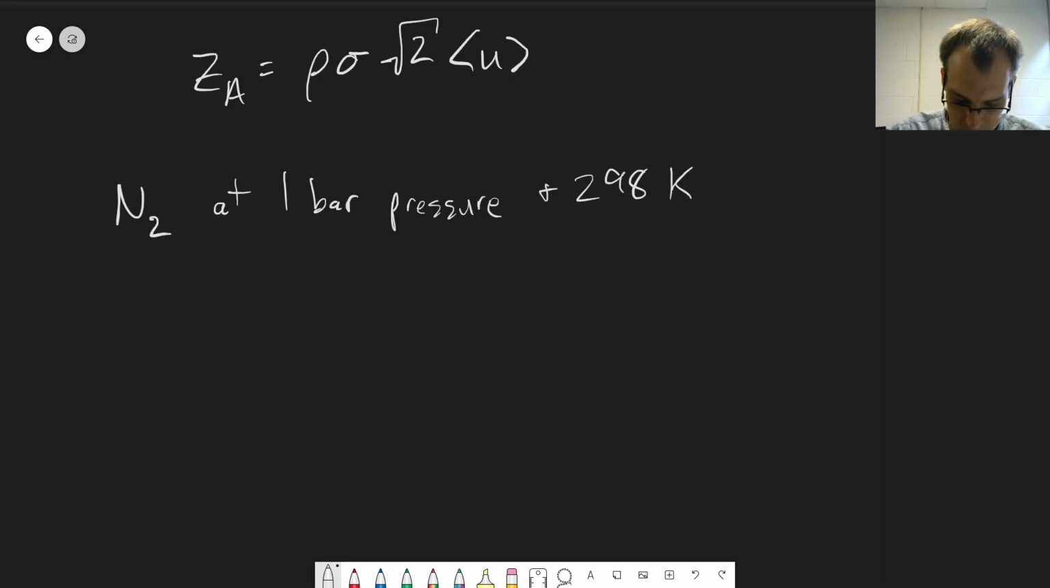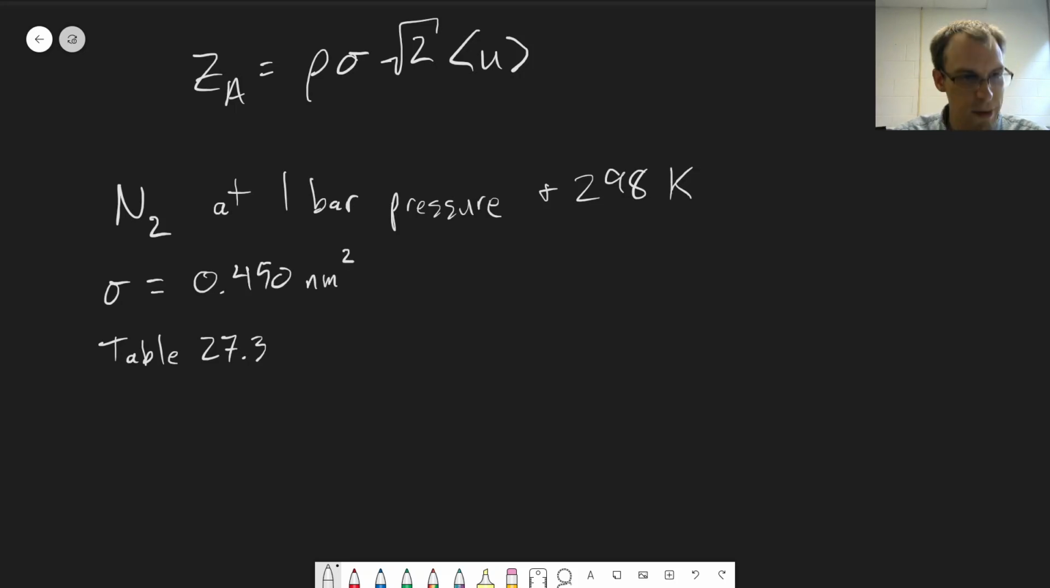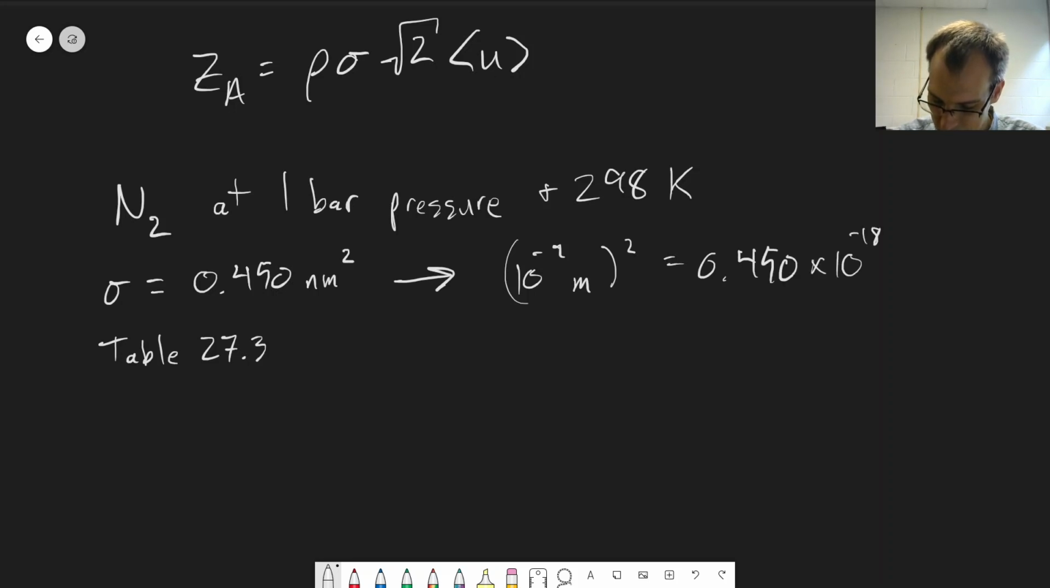So the first thing we're going to need, of course, is sigma. And again, as I said, that's not something that you can necessarily calculate. It's something you just have to look up. And in table 27.3, you can find the value for nitrogen is 0.450 square nanometers. We can also convert that to meters. So we have 10 to the minus 9th meters, and that's going to be squared. So we end up with 0.450 times 10 to the minus 18 square meters. We're going to want everything in SI units so everything will cancel properly.